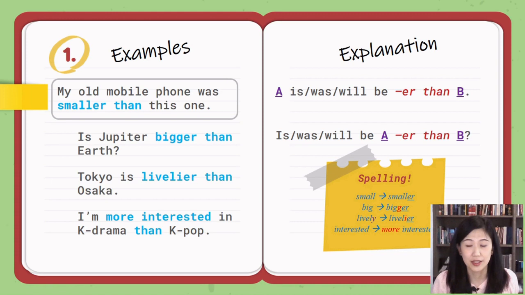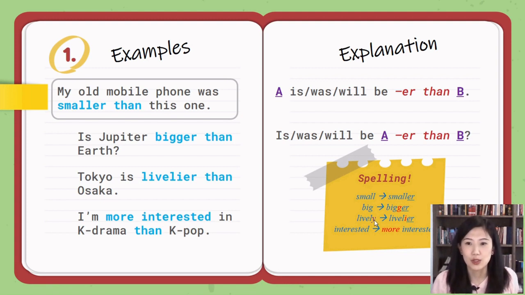Another thing to pay attention to is spelling. When we are using comparatives, there are a few ways to spell our adjectives. For most words, we just add ER. For example, small becomes smaller. But for some words, like consonant, vowel, consonant, or very short vowel words, we have to double the last consonant here. So the correct spelling is B-I-G-G-E-R, not B-I-G-E-R. If you spell it as B-I-G-E-R, the word becomes biger, not bigger.